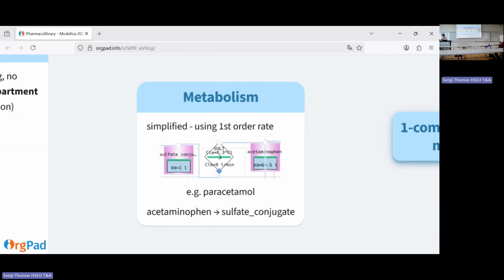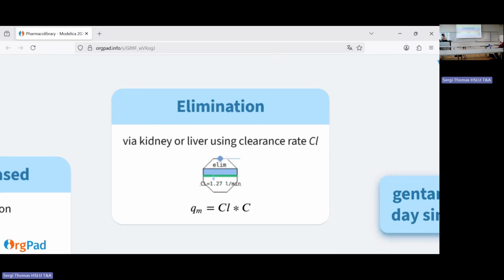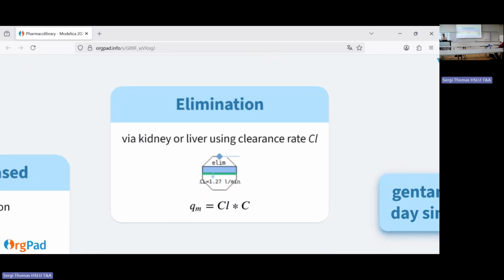And if we go to metabolism, it is also possible to express the metabolism in Pharmacolibrary, but in the roadmap I have to integrate it with the chemical library because it is much more powerful than this library in chemical reactions. And elimination is again a first order elimination rate, usually described in pharmacology literature.